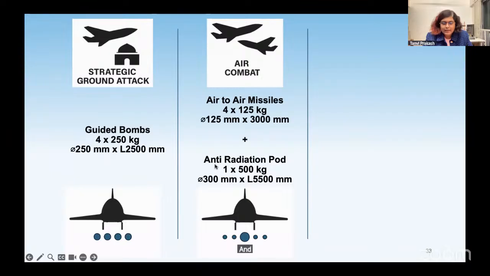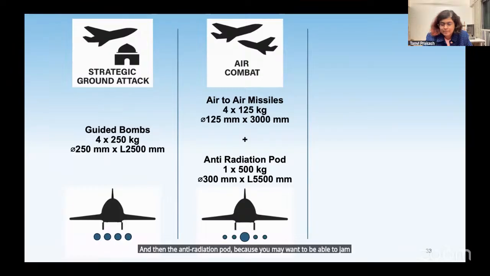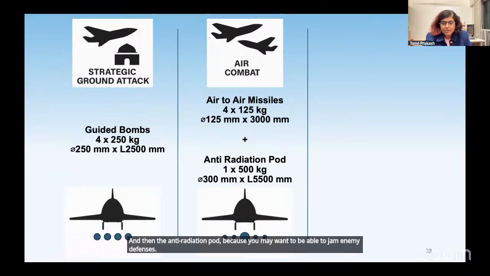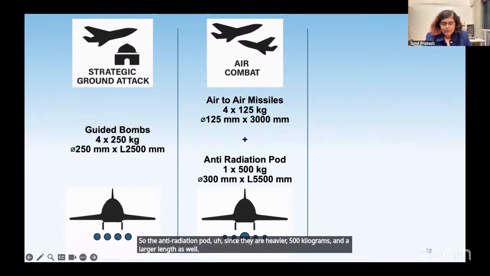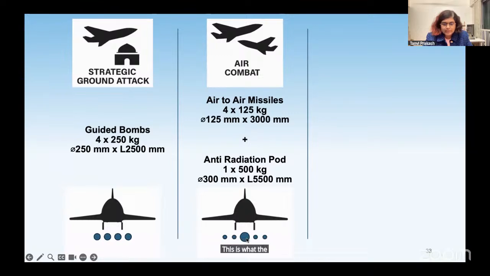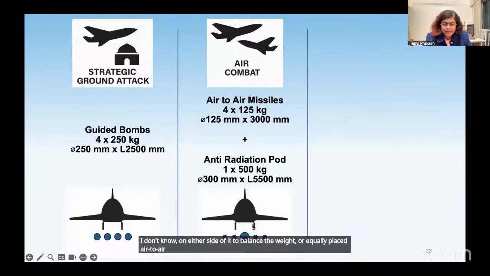And then the anti-radiation pod, because you may want to be able to jam enemy defenses. Since they are heavier, at 500 kilograms, and longer as well, this is what the configuration looks like. The center piece here is the anti-radiation pod, which is the larger diameter. And on either side of it, to balance the weight, are equally placed air-to-air missiles, again inside the openable payload bay doors.